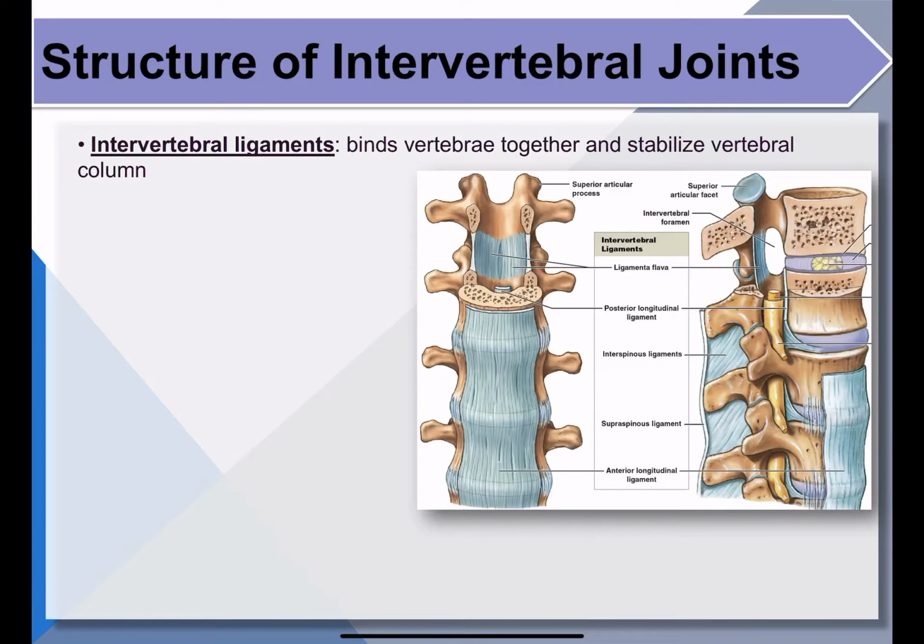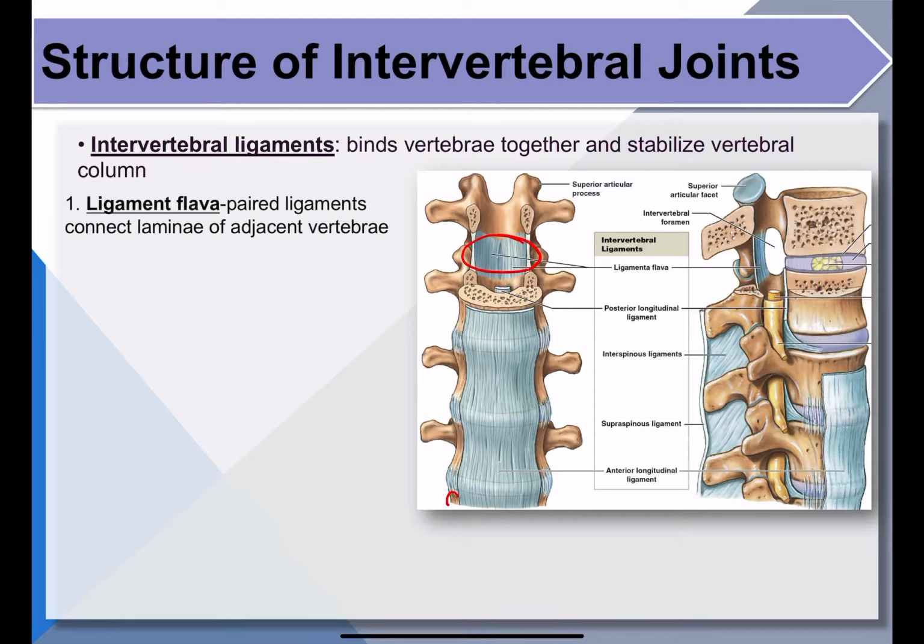Okay, and then you have, we talked about the importance of ligaments for binding those joints together, and there are usually more than one ligament that connect bones in a joint. Just for the intervertebral joints, there are 5 different ligaments that work together to stabilize those joints that form our back. You have first your ligamentum flavum, which is this one right here that connects the laminae of adjacent vertebrae.